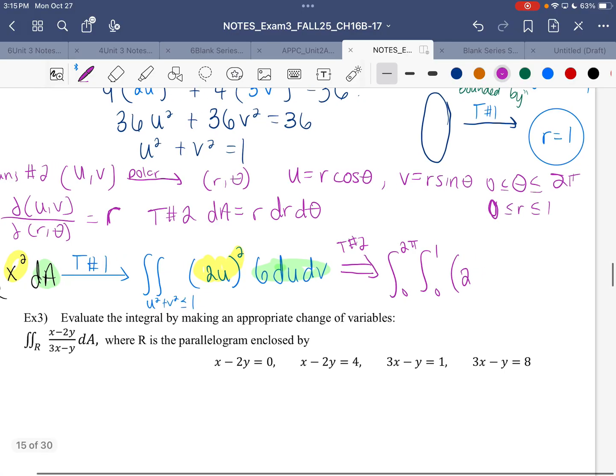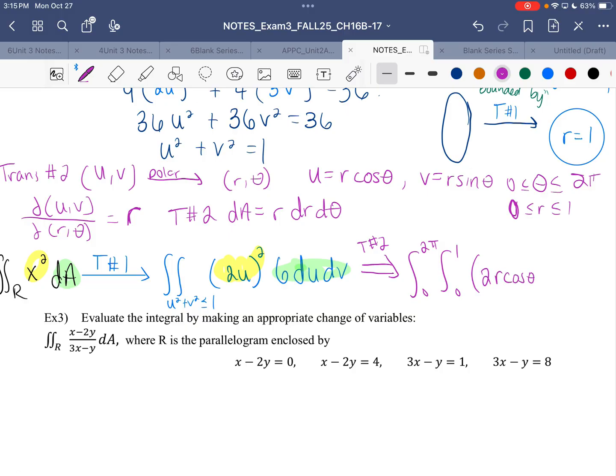So really now we have 2 r cosine theta squared times 6 from the previous region. That's still there. And the 2 is from the previous region as well, because it was 2u. But then u was equal to r cosine theta. The 6 was from the previous thing. And then we have dr d theta.